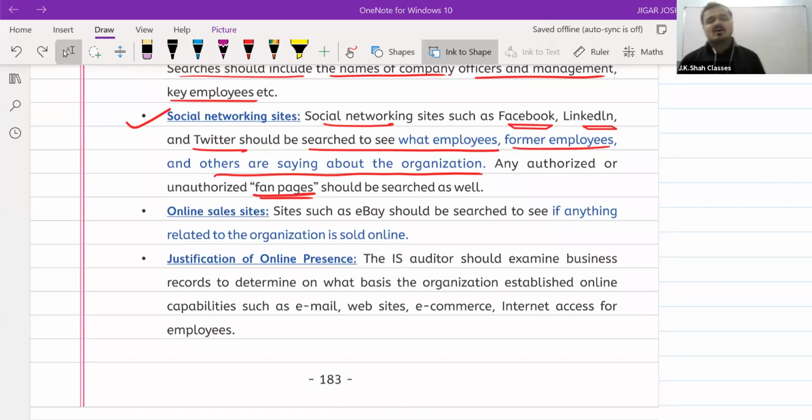Next one, sir, online sales sites. Obviously, people, it is very important that we check whether eBay and other websites are selling a product. If they are selling any product in our name, then obviously we should immediately take action against them.